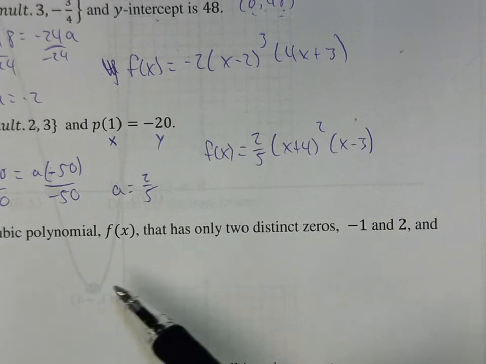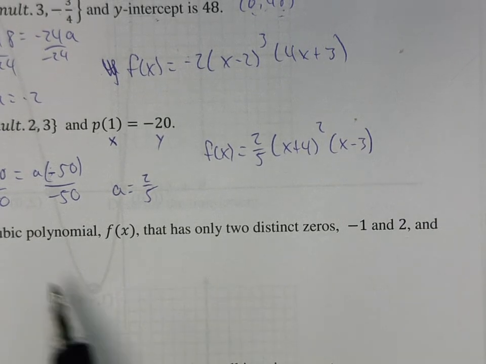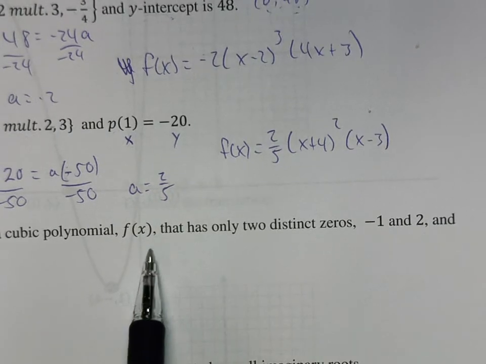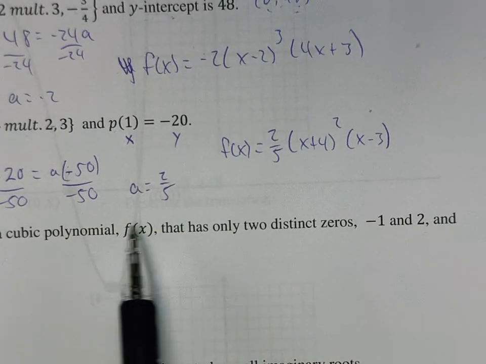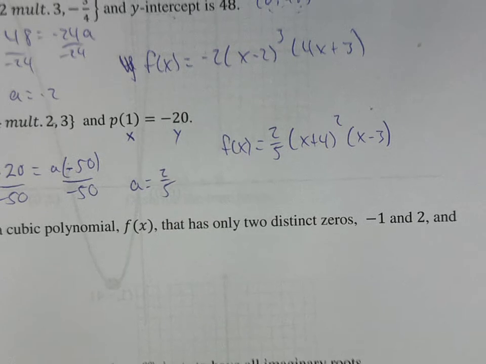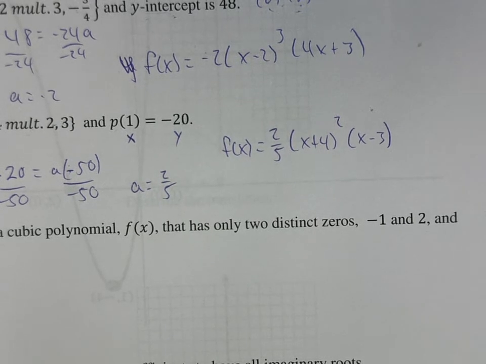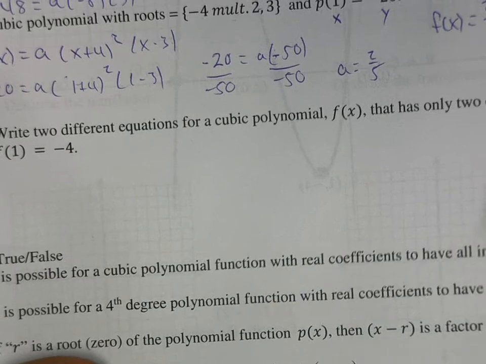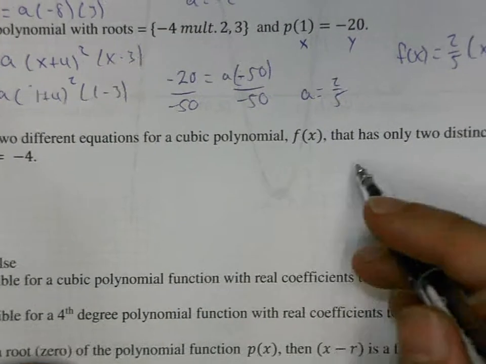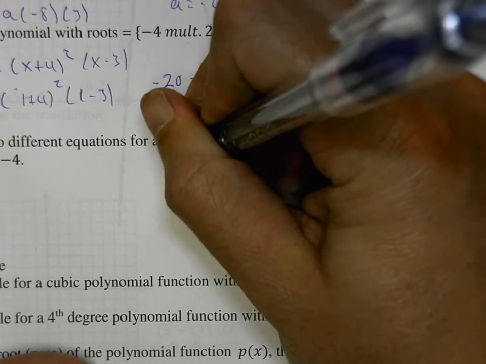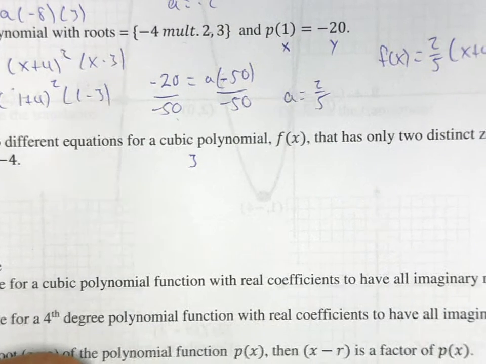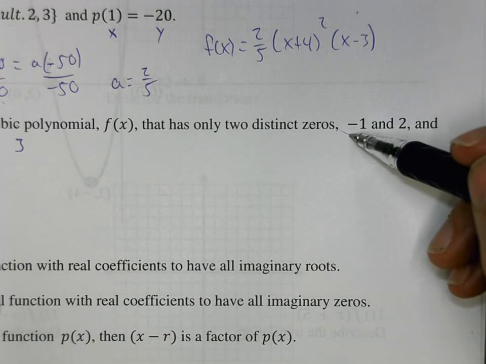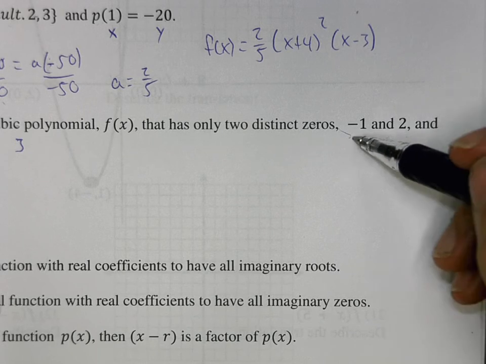27, write two different equations. Different ones? Come on, man. That has two distinct zeros, negative 1 and 2. So it says two functions, and it says it's a cubic polynomial. Cubic polynomial means it has to have a degree of 3. However, they only gave us two distinct zeros, negative 1 and 2. That means one of them has to have multiplicity 2.